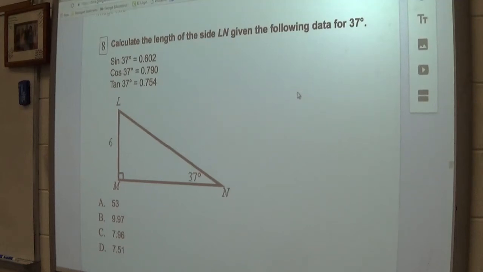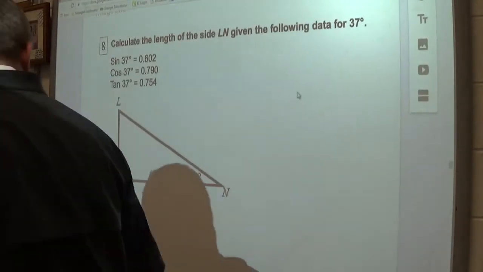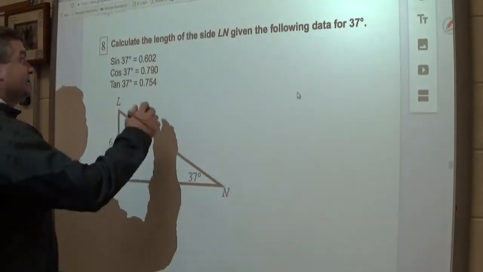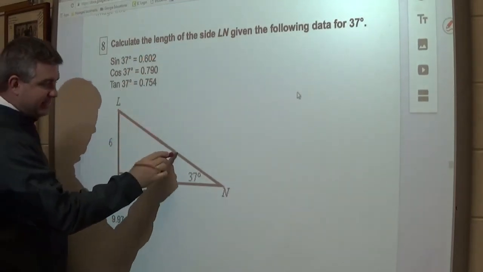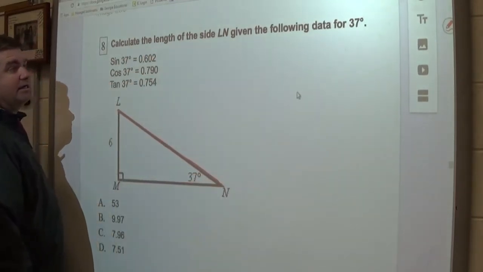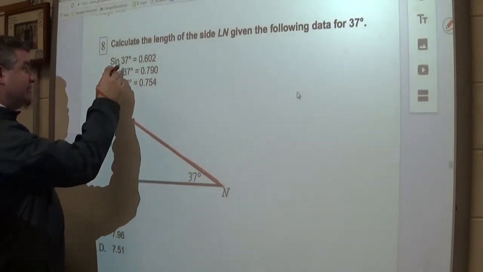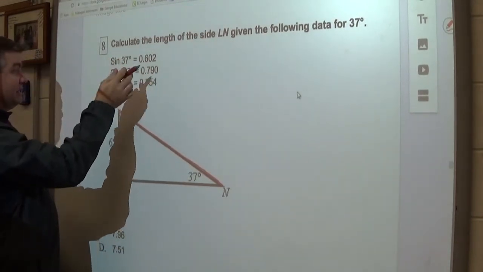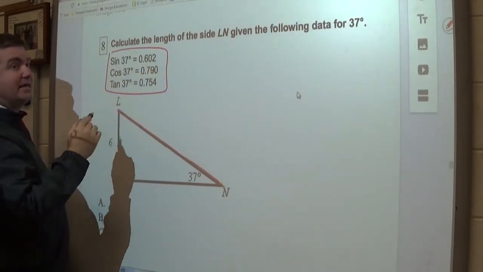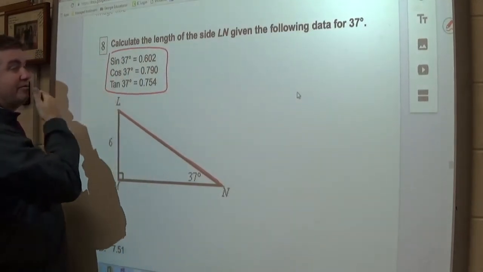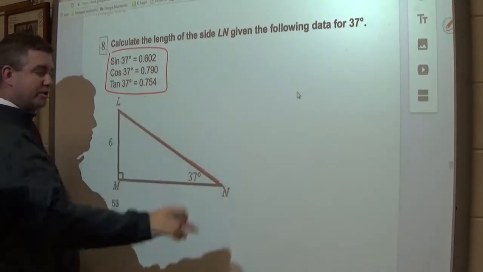All right. So number 8 here, this is the video explanation for number 8. It says calculate the length of side LN, this side right here, given the following data for the angle 37. They tell you that the sine of 37 is this, cosine of this. You don't need this because you have a scientific calculator. This right here is for people that only have a 4-function calculator. I'll explain more in just a minute.